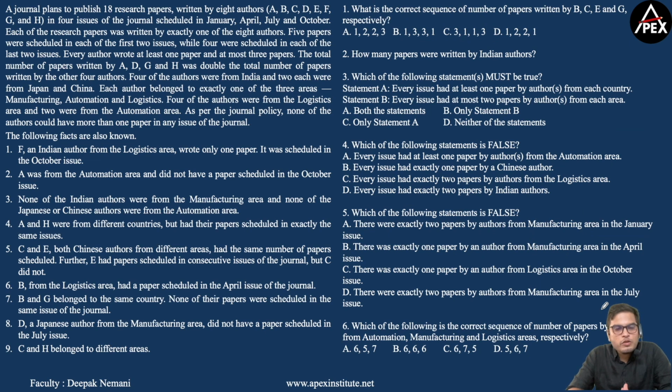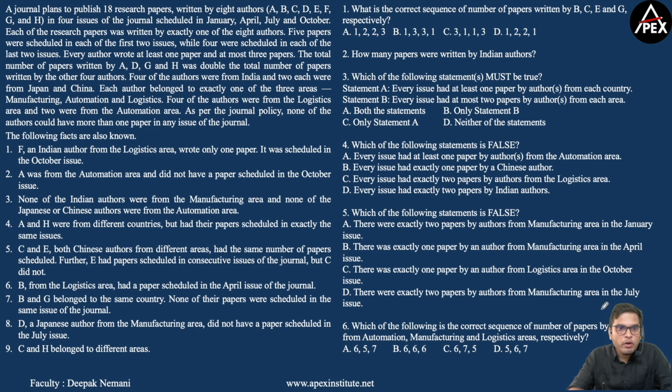A journal plans to publish 18 research papers written by 8 authors A, B, C, D, E, F, G and H in 4 issues of the journal scheduled in January, April, July and October. So we have 18 research papers written by 8 authors, and these 18 research papers are scheduled to publish in 4 months, and they are January, April, July and October. Now each of the research papers was written by exactly one of the 8 authors. So you cannot have 2 authors writing the same research paper.